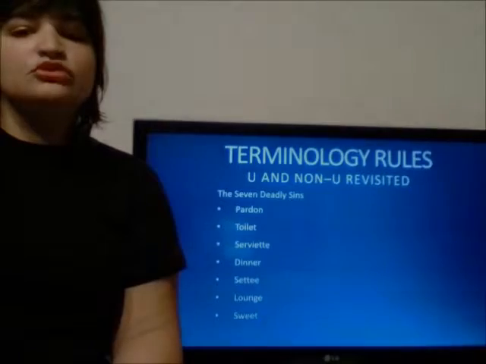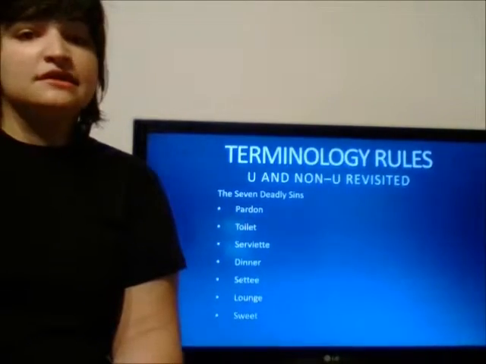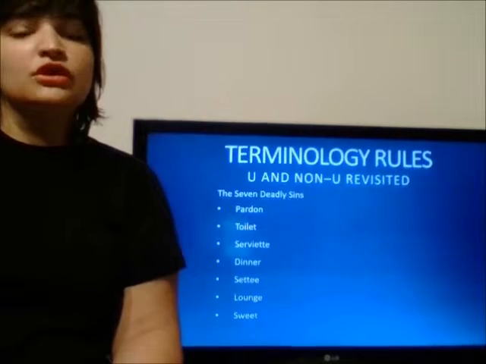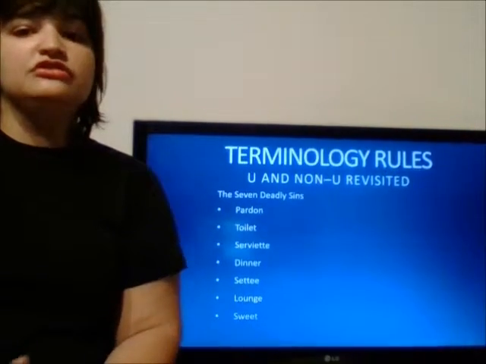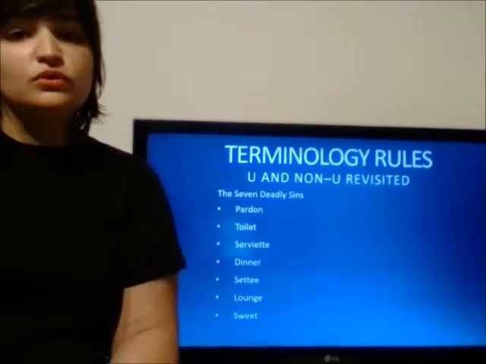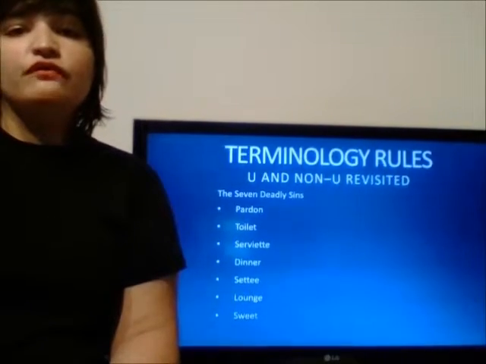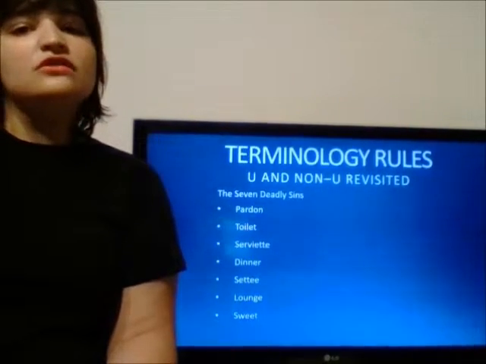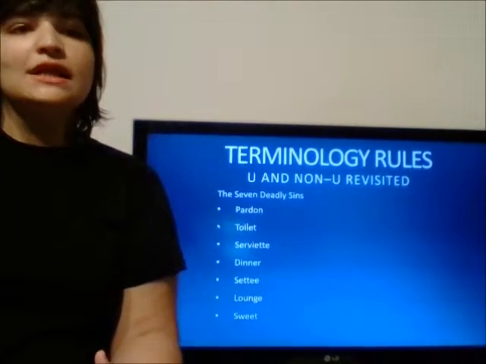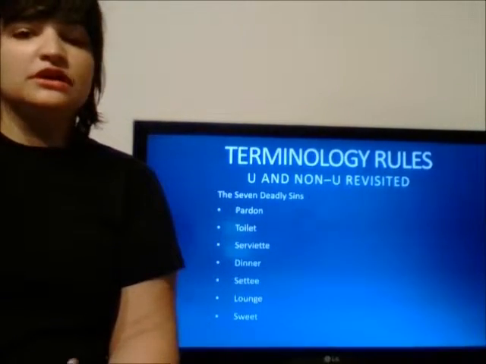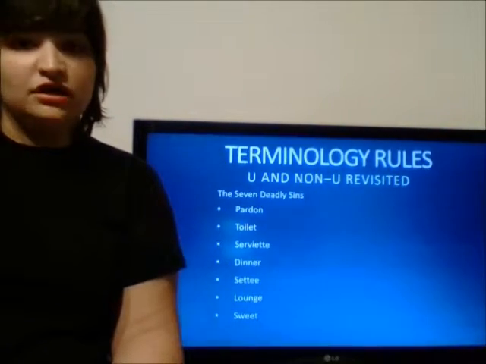So now regarding terminology rules, like I said, there are two factors that determine someone's social class: pronunciation and terminology. Pronunciation is a lot harder to hide. If you are working class trying to sound more like upper class, it is a lot harder to change your accent than just to choose different words, and this is what terminology regards.